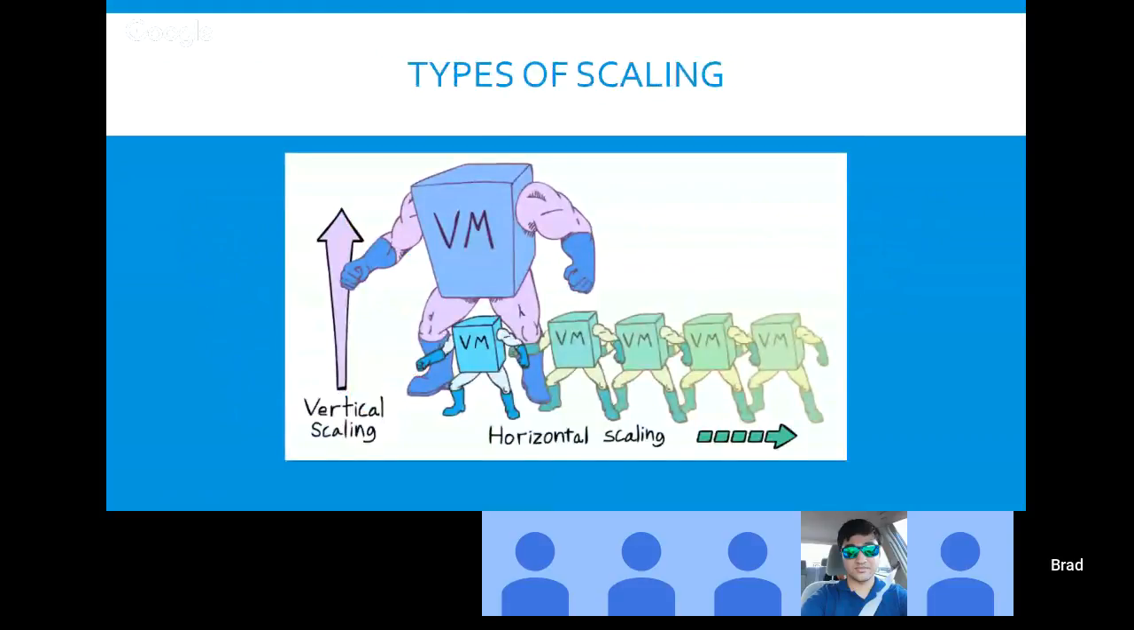So this is the illustration I found that sums up in one image exactly the difference between the two types of scaling that we typically see in relational databases and Microsoft SQL Server. Obviously, the bulky large image is the vertical scaling, where you simply add resources or bulk up, and the horizontal scaling would be where you add more instances, more numbers to the solution.